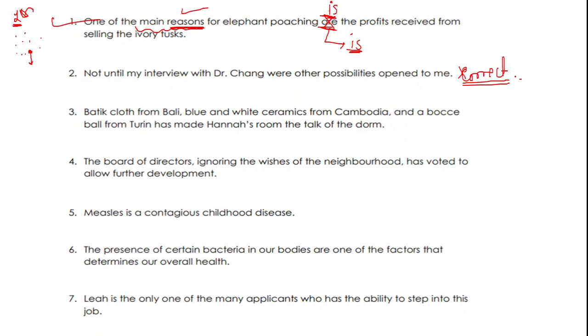So in this particular statement, if we see here, "has made Hannah's room the talk of the dome." Here 3-4 things are visible: batik cloth from Bali, blue and white ceramics from Cambodia, and a bossy ball from Turn In. So here there are 3-4 different things that are describing, so "has" should not have come here.